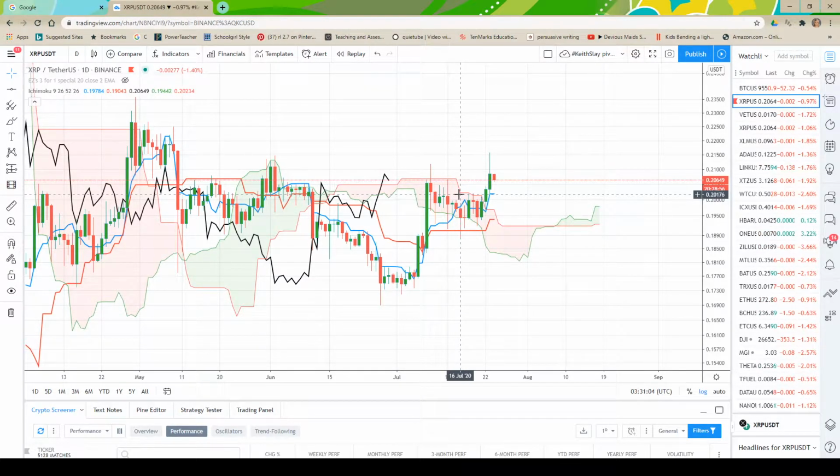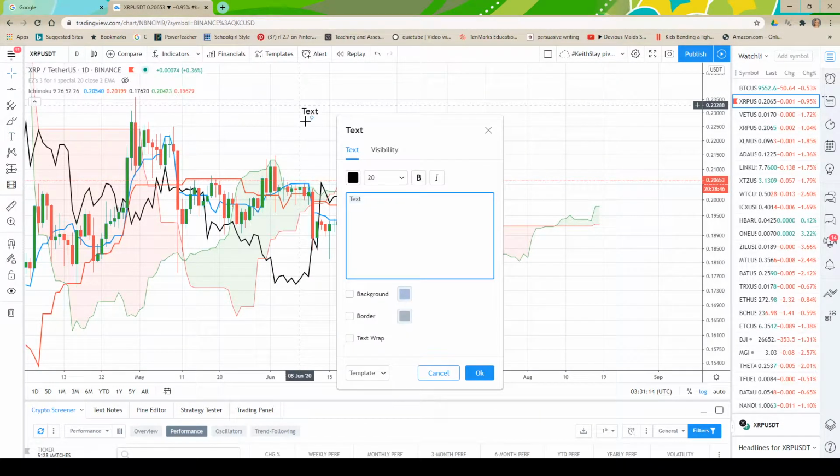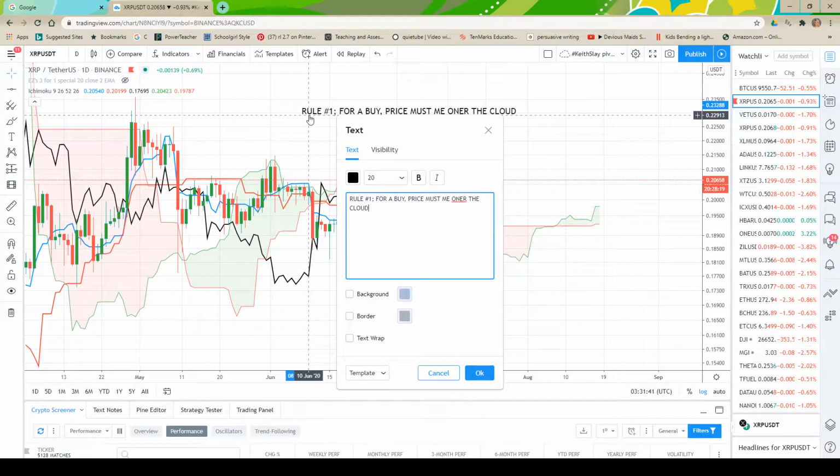All right, so how does it work? Well, there's 4 rules to the cloud. Let's go over those 4 rules and we'll write them up the top right here. Okay, rule number 1. Rule number 1 is for a buy, price must be over the cloud.